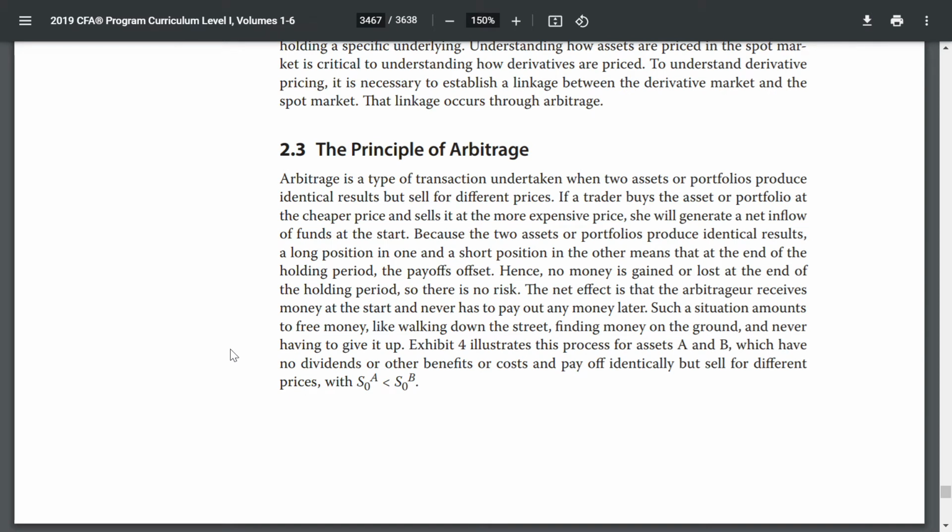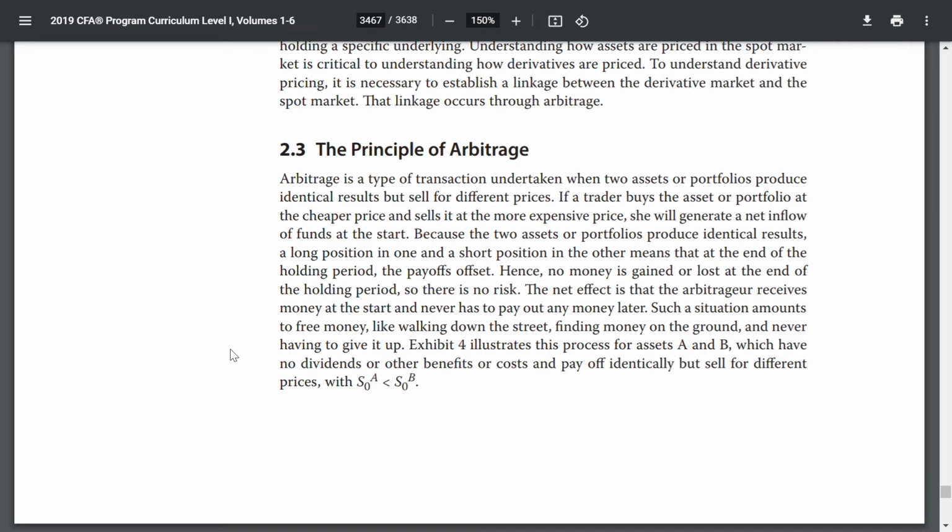The principles of arbitrage. Arbitrage is the type of transaction undertaken when two assets or portfolios produce identical results but sell for different prices. If a trader buys the asset or portfolio at the cheaper price and sells it at the more expensive price, she would generate a net inflow of funds at the start. Because the two assets or portfolios produce identical results, a long position in one and a short position in the other means that at the end of the holding period the payoffs offset, hence no money is gained or lost, so there is no risk.